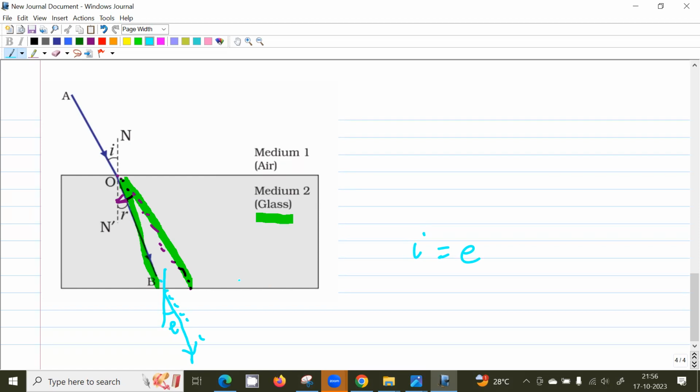I'm going to make a mistake here. It should be away from the normal. Instead of going the straight path, you go away from the normal. So this is the emergent ray.